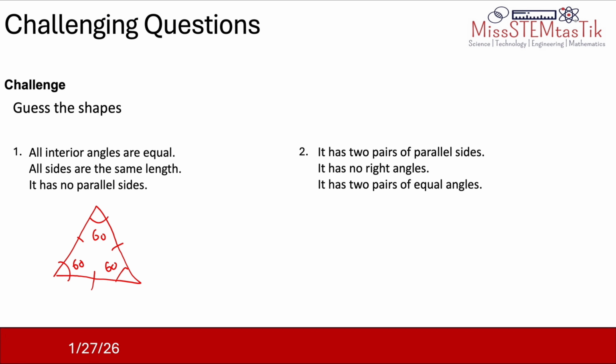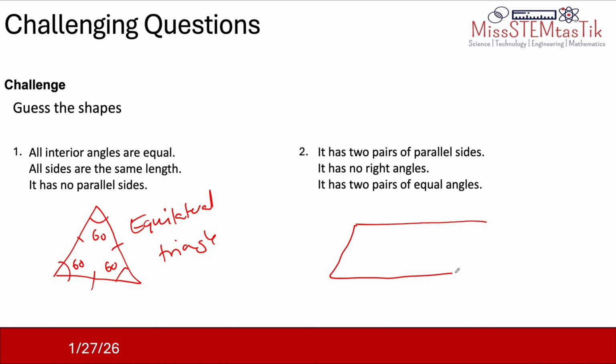It has 2 pairs of parallel lines, it has no right angles, it has 2 pairs of equal angles. So it can't be a rectangle because it has no right angles, so it must be a parallelogram. Which has 2 pairs of equal angles, has no right angles, and it has 2 pairs of parallel lines. It can't be a rhombus either because a rhombus would have 4 equal sides. So in a parallelogram, the opposite angles are equal. So the 2 I've shaded in red are equal and the other 2 are obtuse and equal too.